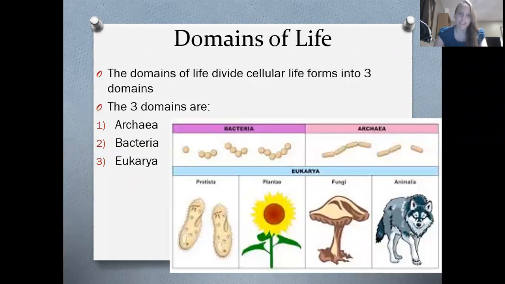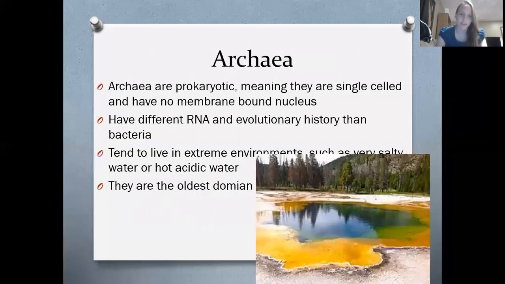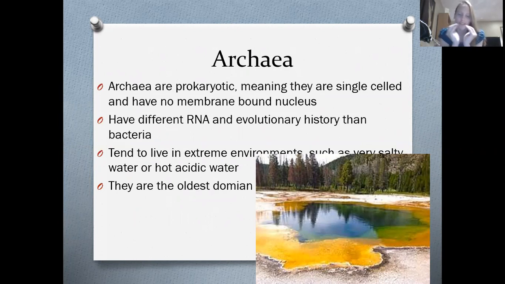So there are three different domains of life here on Earth. We have the archaea, the bacteria, and the eukarya. The archaea are prokaryotic, which means that they are single-celled and that they don't have a nucleus. Our DNA is held inside a nucleus, which is surrounded by the nuclear membrane. Archaea do not have that. They also have different RNA and are evolutionarily different than bacteria, which we'll talk about next.